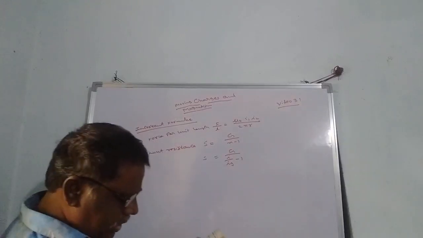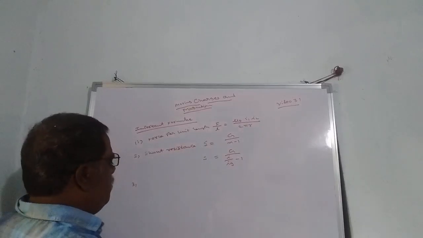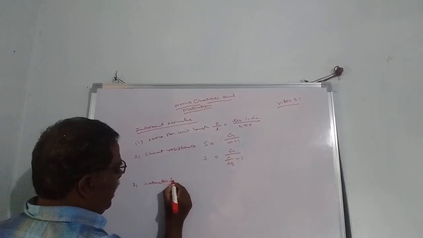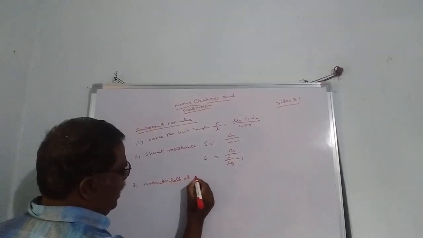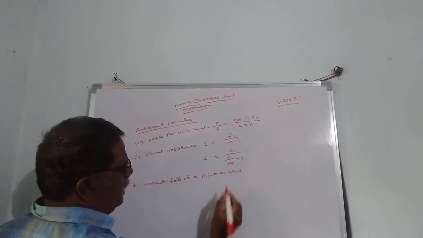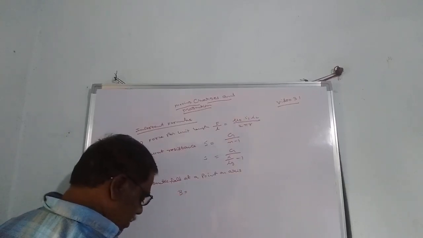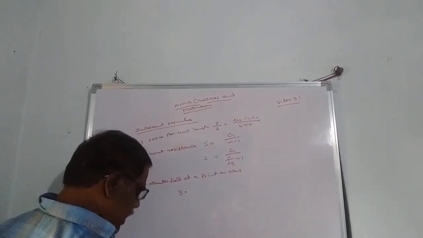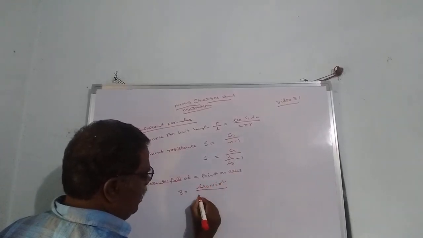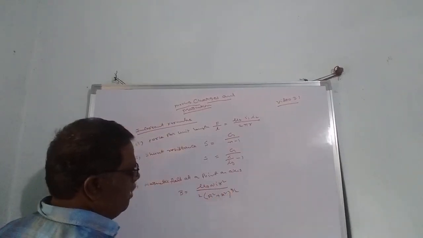Next, write down the third formula. How do you find the magnetic field at a point on axis? The magnetic field B is equal to, note down the formula, mu naught N I R square by 2 into R square plus X square whole to the power of 3 by 2.